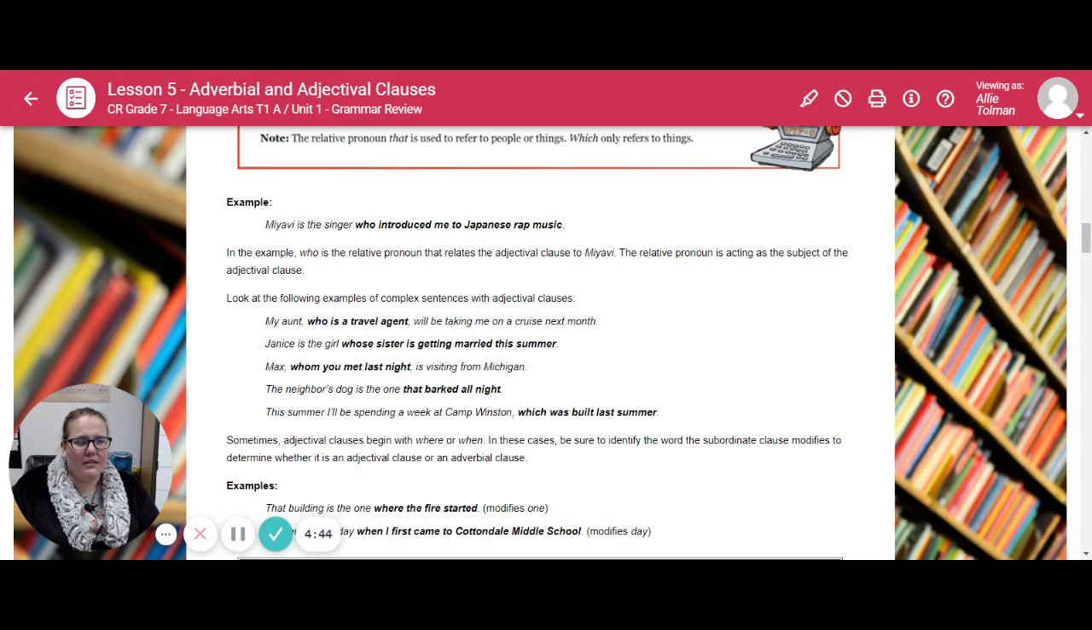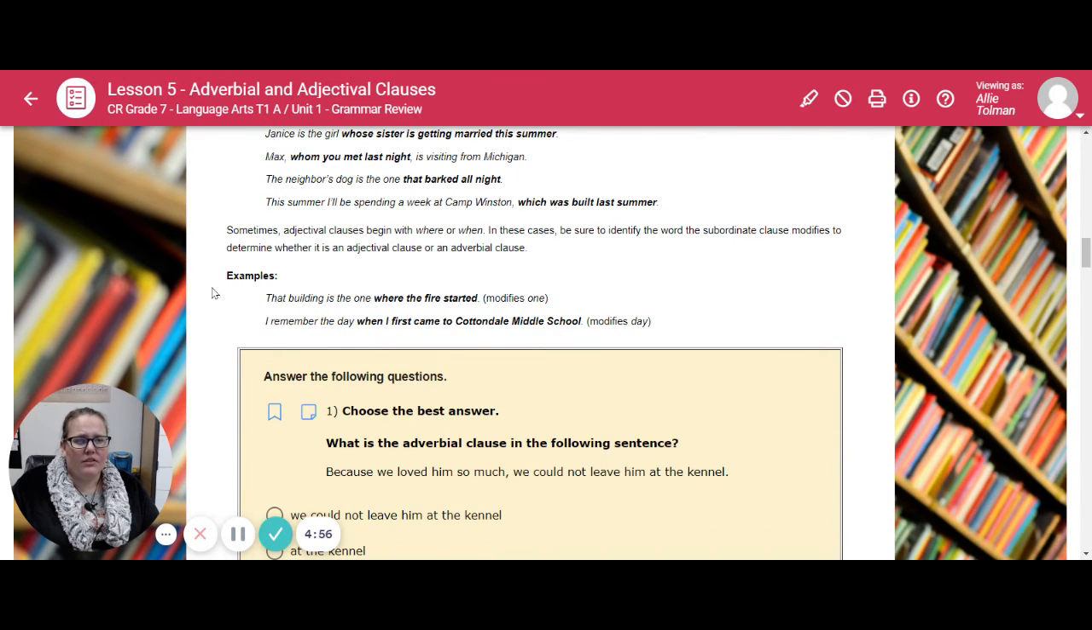Sometimes adjectival clauses begin with where or when. In these cases, be sure to identify the word the subordinate clause modifies to determine whether it is an adjectival clause or an adverbial clause. Here are some examples. That building is the one where the fire started, which modifies one. Remember the day when I first came to Cottondale Middle School? Modifies the day.